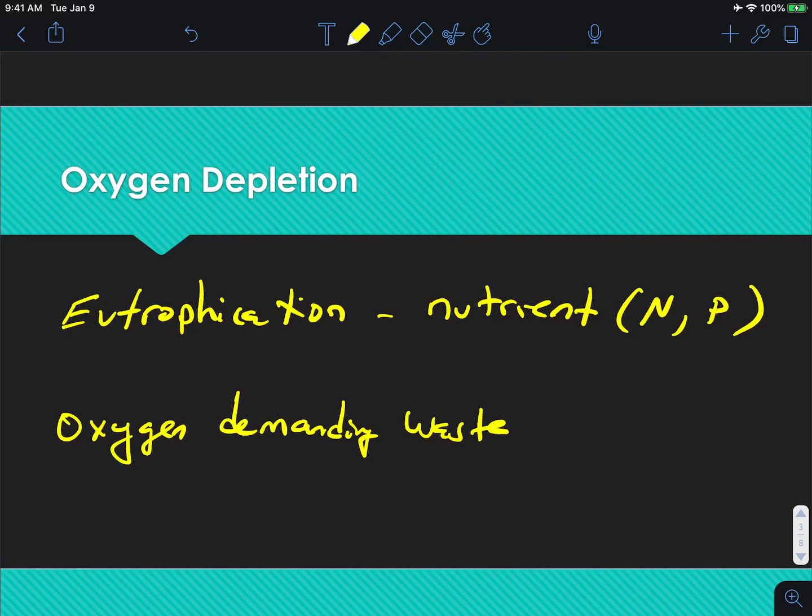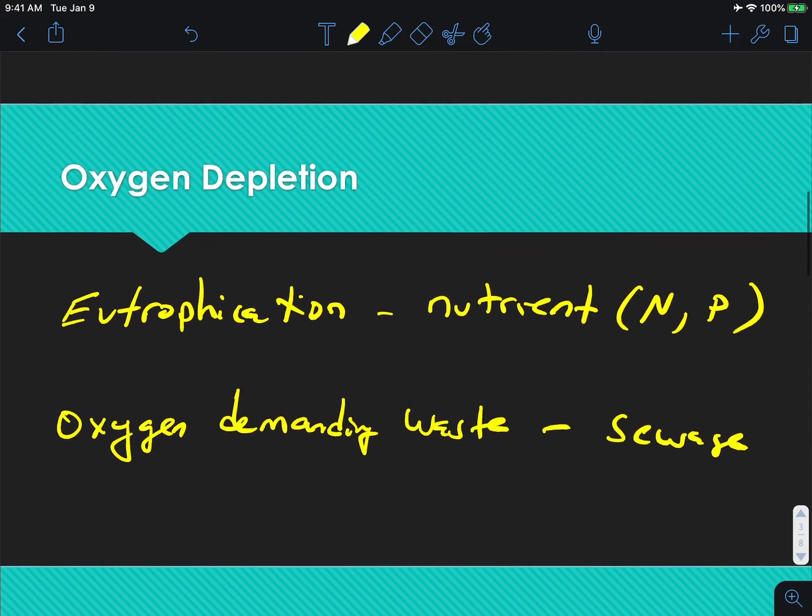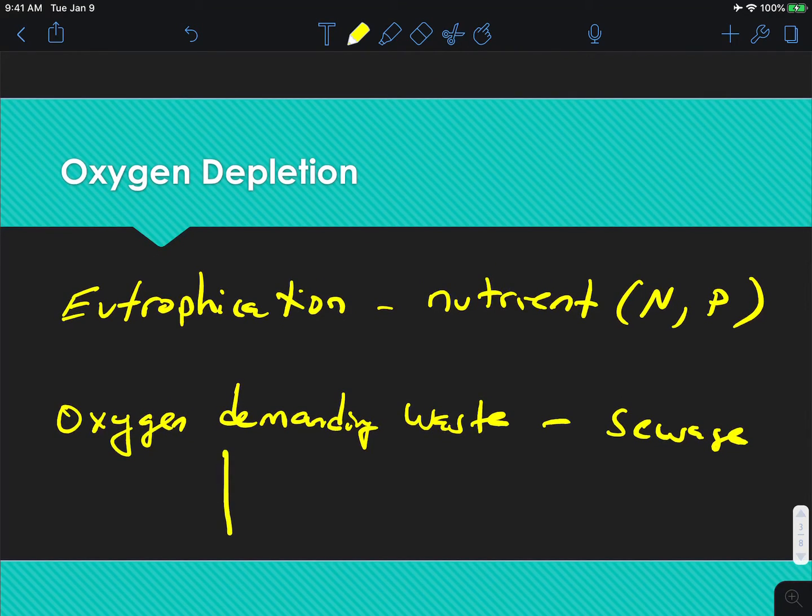With oxygen-demanding waste, you're really just eliminating that first step. It's not the addition of nutrients. Here, you're just releasing stuff like sewage into the water, which is high in organics, easily degraded by bacteria, a great food source for bacteria. So they simply feed on that sewage, and the same thing happens. You deplete the oxygen.